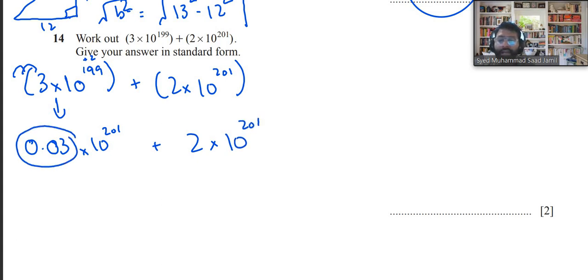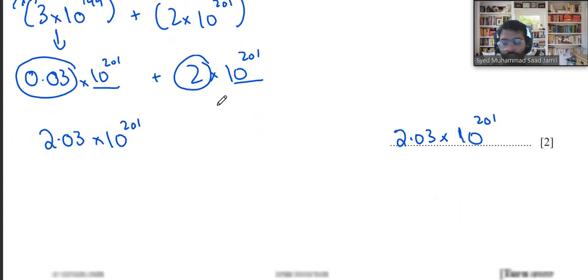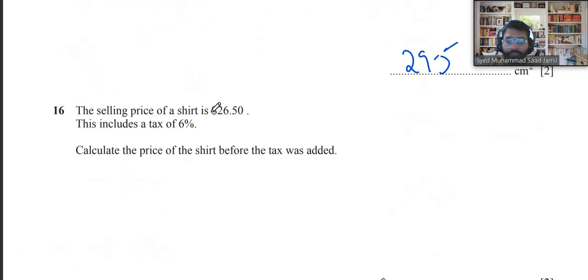Now I will add these two numbers. So I will do 2.03 and I will take this as common, multiplied by 10 raised to power 201. So your final answer would be 2.03 multiplied by 10 raised to power 201. Okay, I already did question 15.